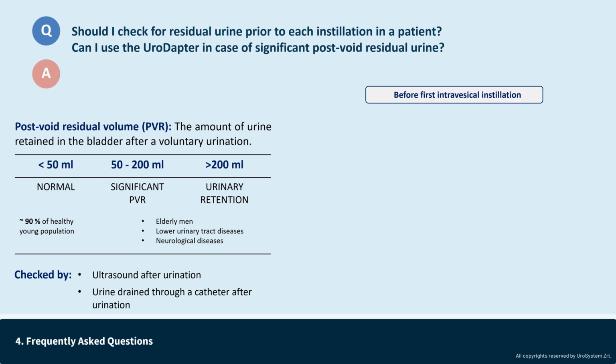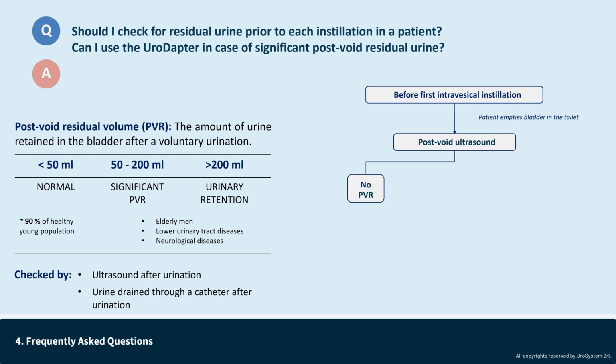Assessing the presence of residual urine is necessary only at some point before the first instillation. The patient should be instructed to empty their bladder in the toilet, followed by a post-void ultrasound to evaluate any residual urine. For the majority of cases without significant post-void residual volume, the UroDapter can be used without any subsequent PVR checks. Patients are simply advised to empty their bladder in the restroom before each instillation with the UroDapter.